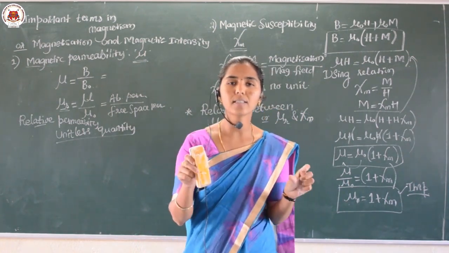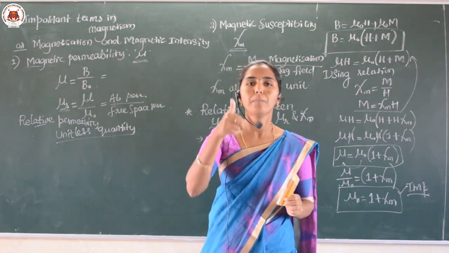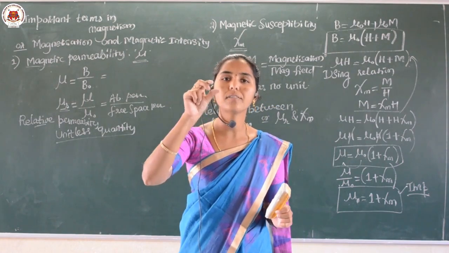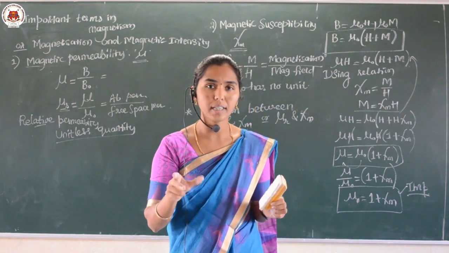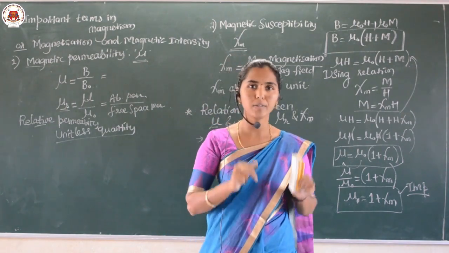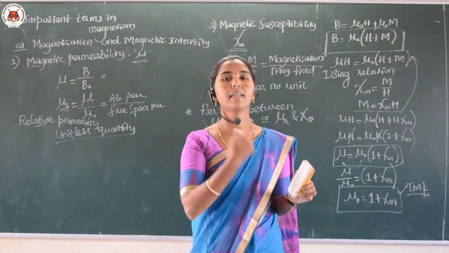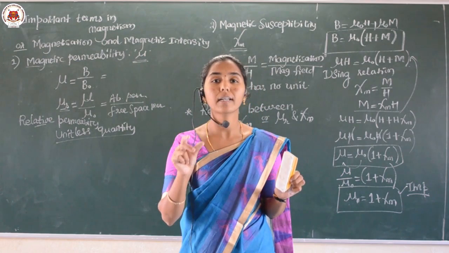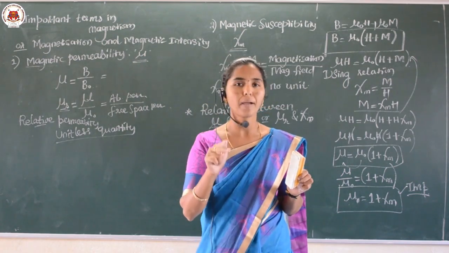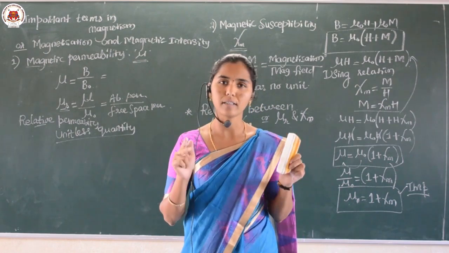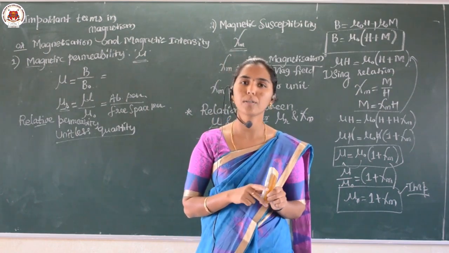At the last I am going to tell you that mu naught and mu r are scalar quantities, they have only magnitudes. Then B, H and M are all vectors because they have both magnitude and direction, so they are called vector quantities. Hope you understood the points, right?